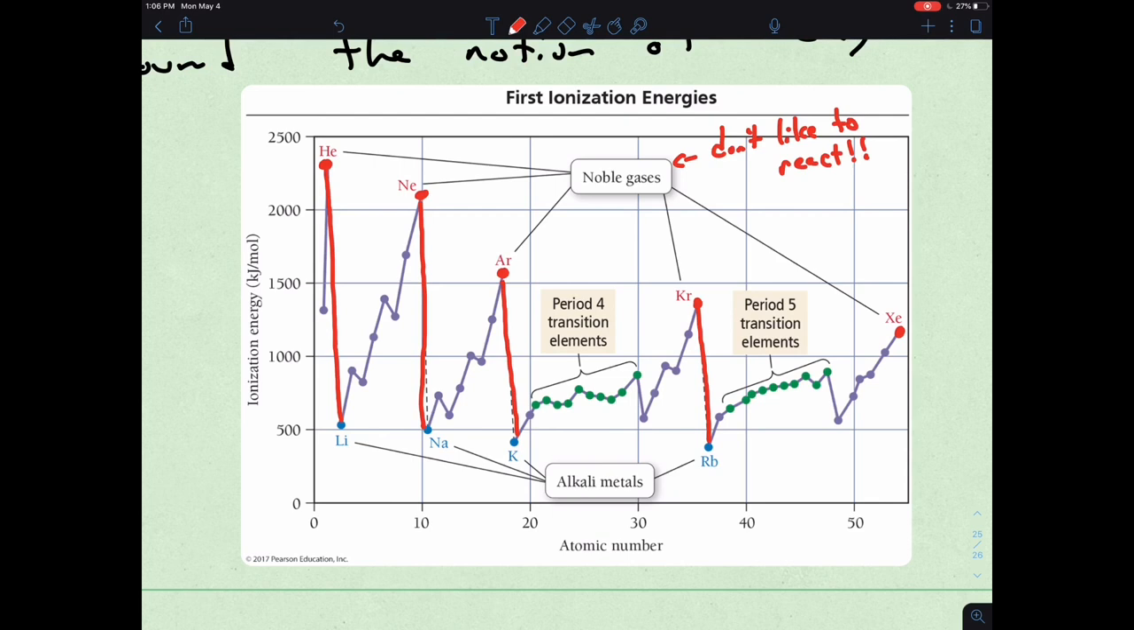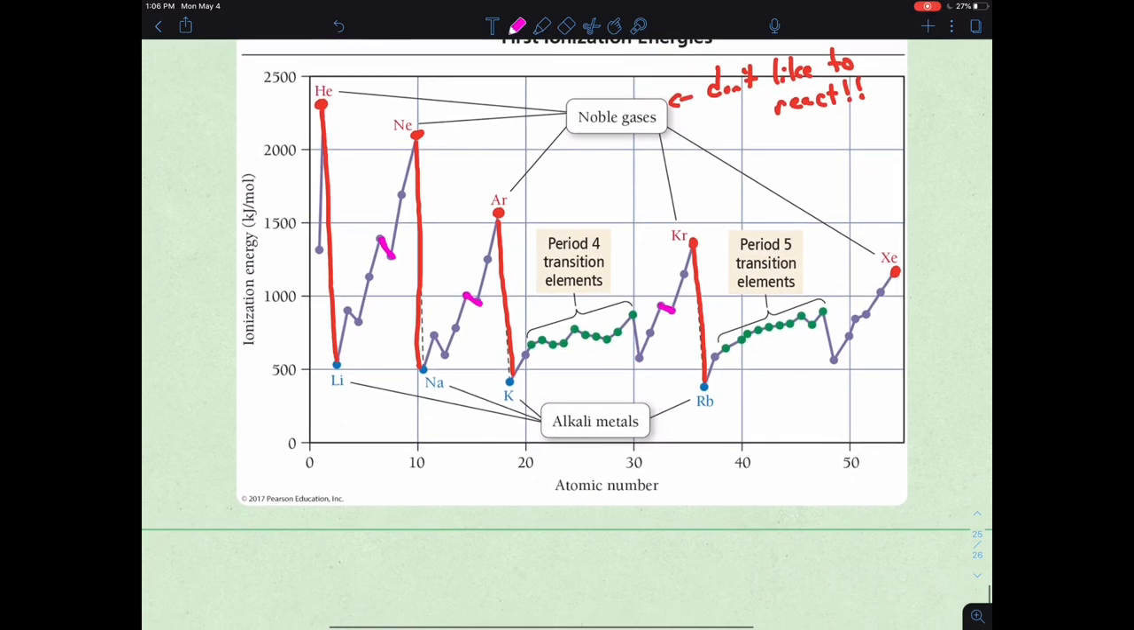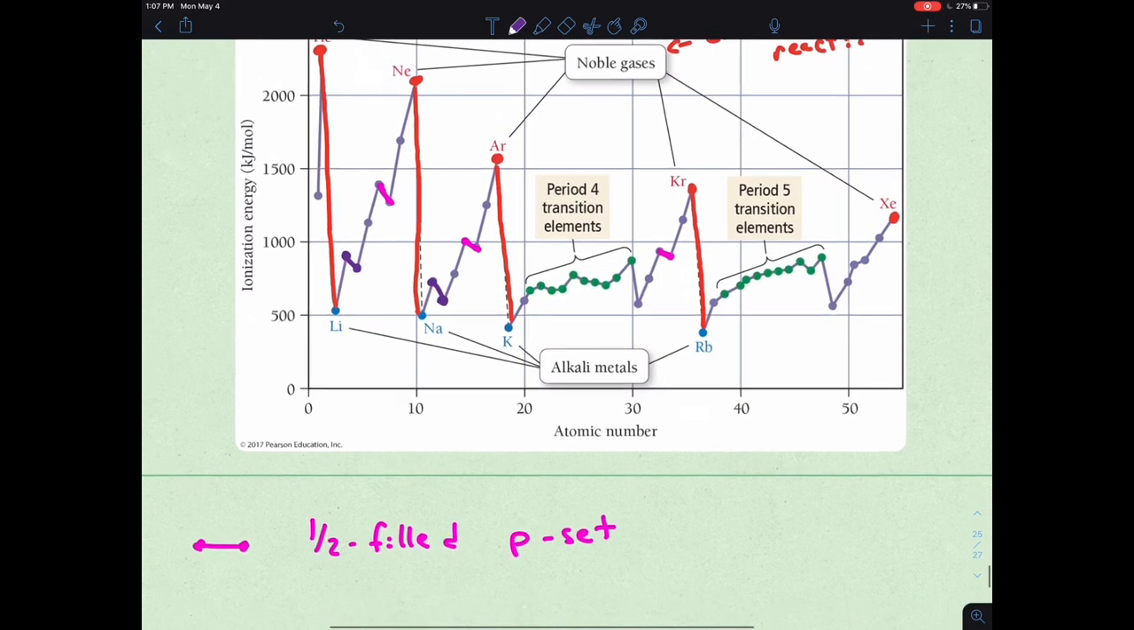Now, there are a couple other spots that we have problems at, and we can see that here, right in the middle of each one of these blocks, though it kind of washes out at the end. If we look at the pink, we're actually going between a half-filled P set. It's right around that location. So it seems to be a little bit of an issue with the half-filled notion. And then we also see that with the S set, which we're seeing here with the first portion of that down portion. But again, it tends to wash out. I'm not too worried about the S set.